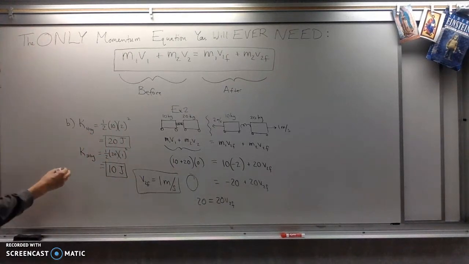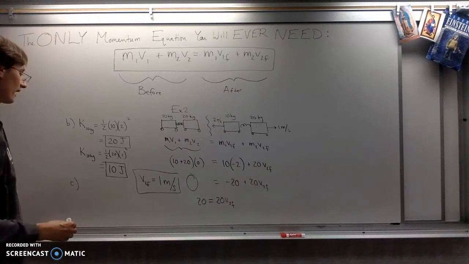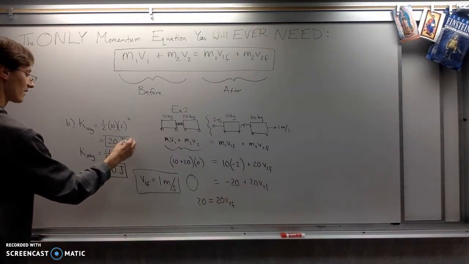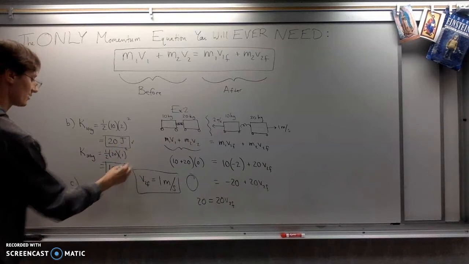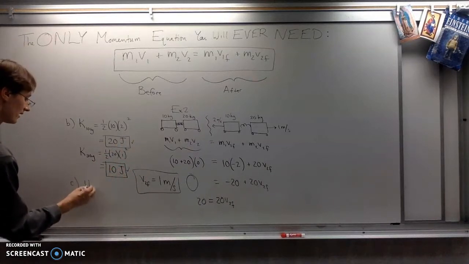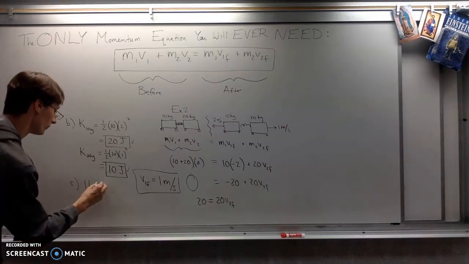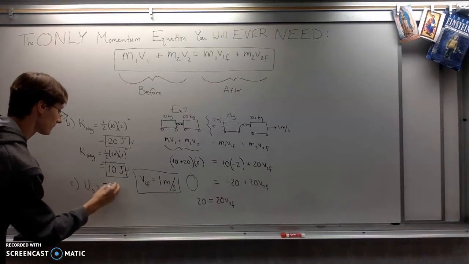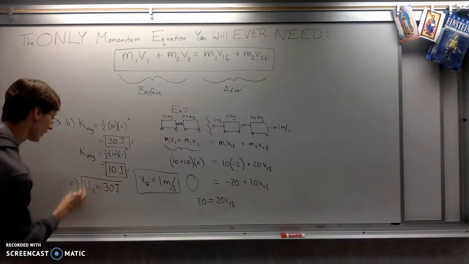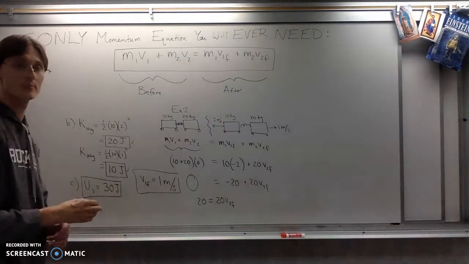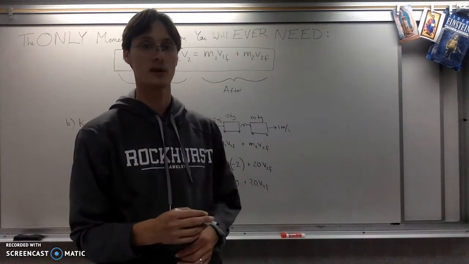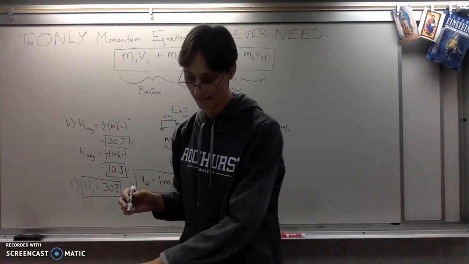So that means, part C, how much potential energy must have been stored in the spring? Well, if this one got 20 joules and this one got 10 joules, that means that the elastic potential energy that must have been stored in the spring would be 30, because that's where all of the energy came from, the spring. Conservation of energy. All right.